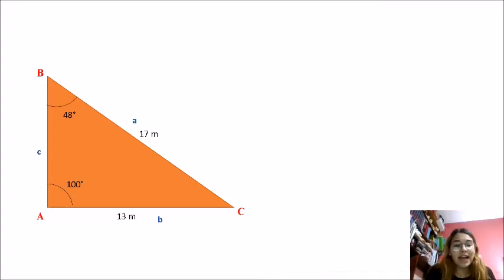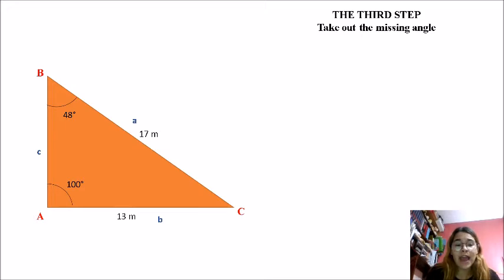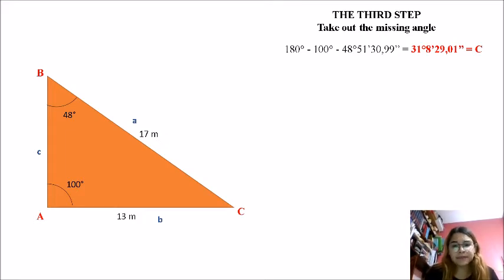Now we have both the A and B pairs and we are only missing the C. The C angle has a value of 180 when subtracting the other two we already have: 180 less 100 less 48 degrees, 51 minutes and 30.99 seconds, which gives our result of 31 degrees, 8 minutes and 29.01 seconds.